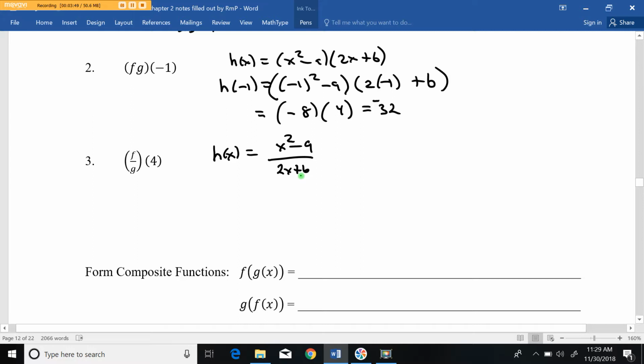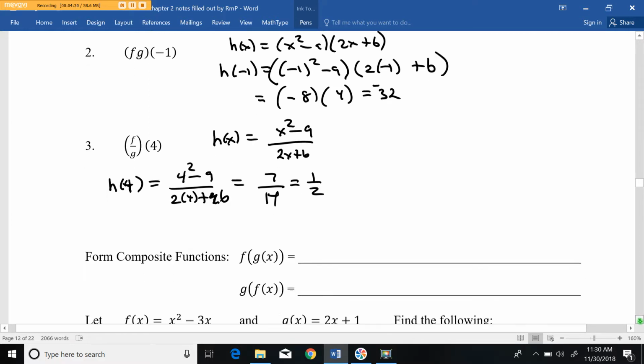So there's my new function h. Now we're trying to find that function evaluated at 4, so h of 4. We'll just run 4 through this function. That's going to be 4 squared minus 9 over 2 times 4 plus 6. Again, that was a plus 6. So 16 minus 9, I think that's 7, so 7 up top, and 2 times 4 is 8, plus 6, was that 14? This can be simplified. All right, further down here.